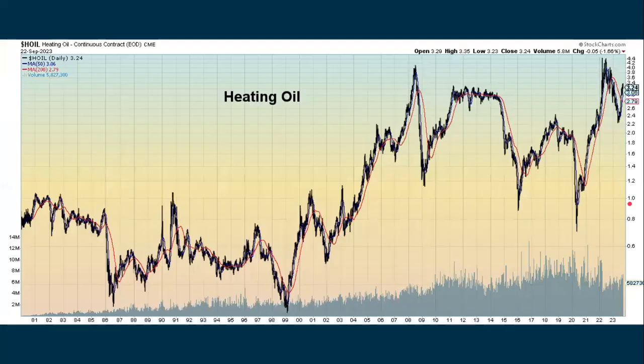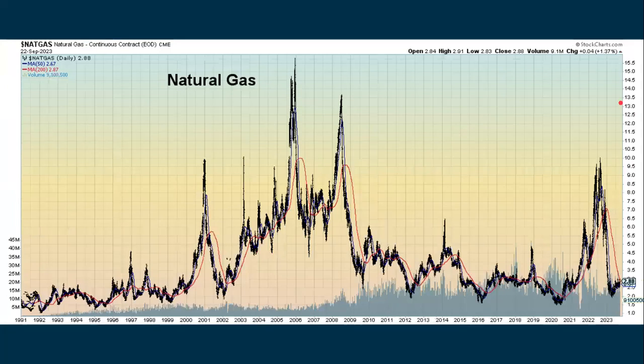This could be inflationary. Heating oil, now that it's starting to get a little bit cooler, is starting to come back up, and we're seeing the beginnings of an uptrend. And natural gas also is still in a downtrend, but it has been bouncing back up.